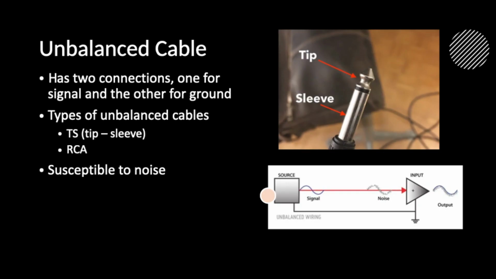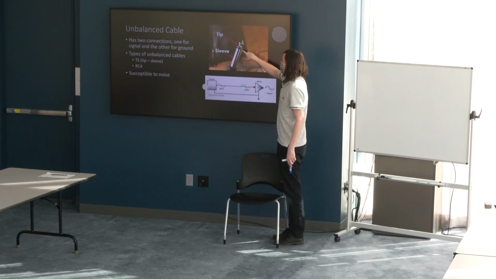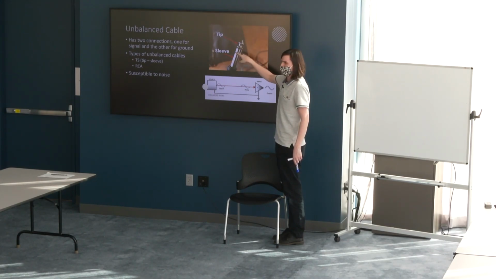Us musicians kind of recognize what this is. This is a guitar cable. And you see this black line right here? This black line is actually dividing the connector into two separate areas. It's dividing it between the tip and the sleeve.